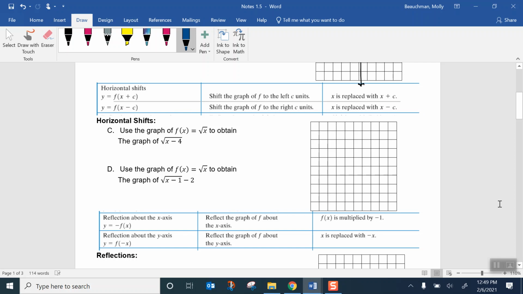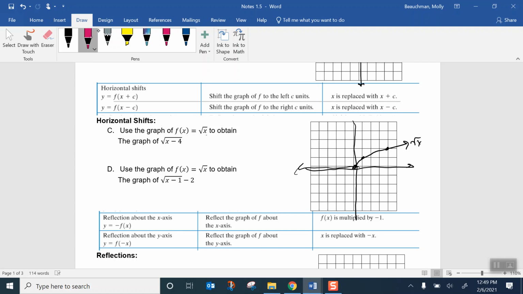So if we use the toolkit function graph, f of x equals the square root of x, let me draw that in. Graph 3 points. We know that 0, 0 is a point, 1, 1, and 4, 2. Those are 3 points on our toolkit function. There's the square root of x.